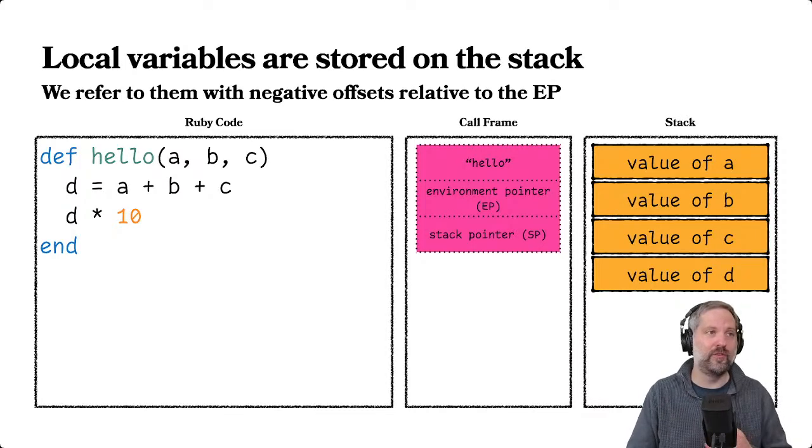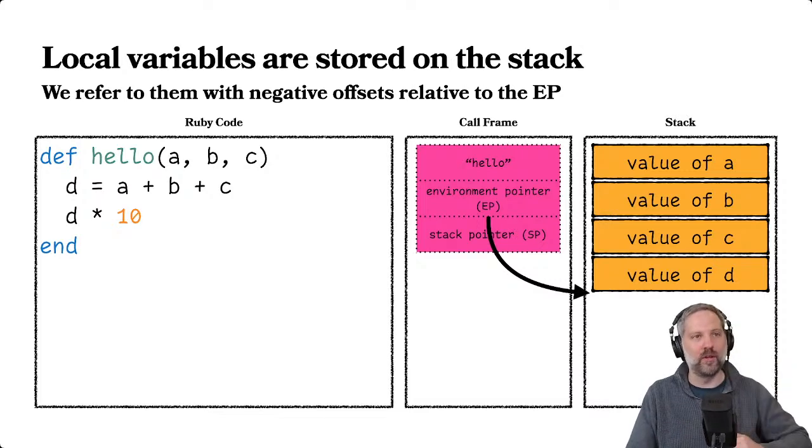Ruby has two stacks: a call frame stack, and a stack of values. Local variables are stored on one stack, and each call frame has two pointers, the environment pointer and the stack pointer. The environment pointer is constant, and it never changes for the lifetime of the call frame, so it stays in the same place always. The stack pointer has to move up and down as we're pushing and popping values onto the stack.